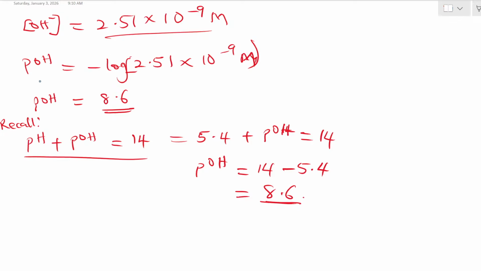Alright, but remember that we said pH is minus log of hydrogen ion concentration, so also is pOH. pOH is also minus log of hydrogen ion concentration, and we do have the hydrogen ion concentration right here to be 2.51 times 10 raised to power minus 9 molar. So what you simply do at this point is to take the minus log of this value right here, which we did at this point, and what that gave you was 6.8.